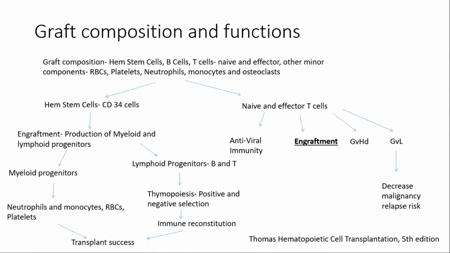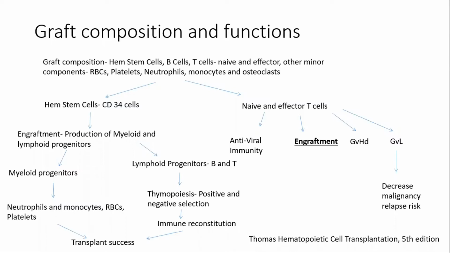So this is basically the graft composition. The graft contains a lot of cells. Even if we try to take a PBSC selecting only CD34 stem cells, it will contain a lot of contamination with B cells, T cells, both naive and effector cells, and other components like RBCs, platelets, neutrophils, and other cells. There are two things which are very important in this. One, hematopoietic stem cells, which we call CD34 cells. Another is T cells, both naive and effector T cells.